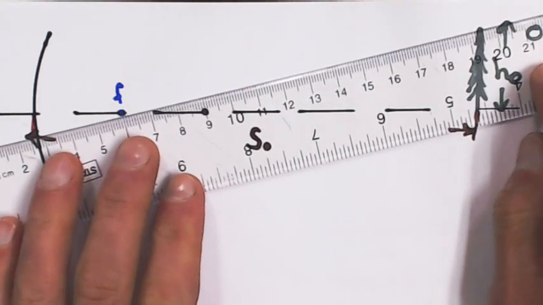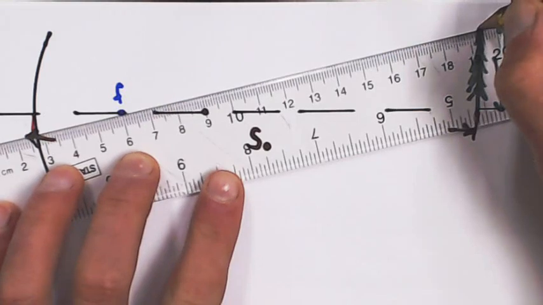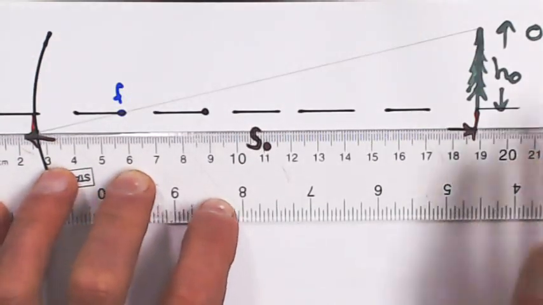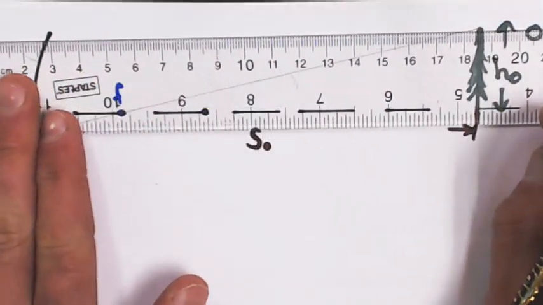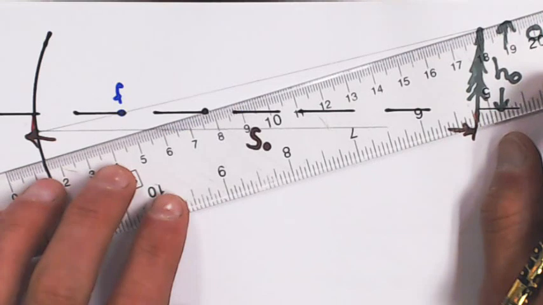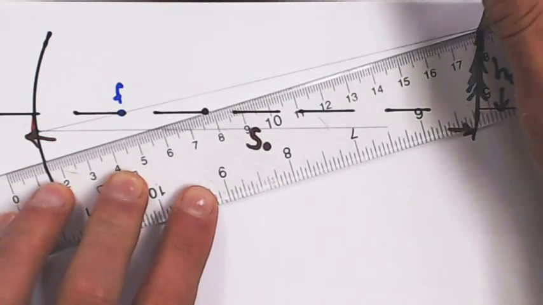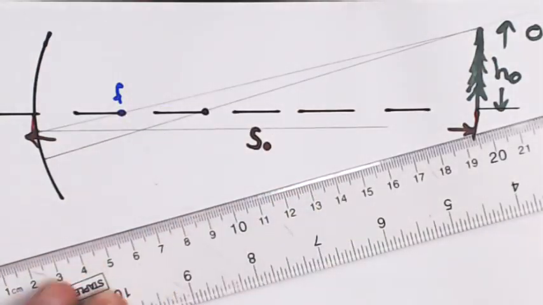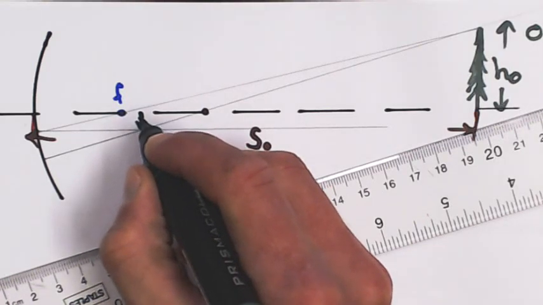Okay, so a ray through the focus comes out parallel. Let's go through the center because that'll be a little easier. Through the center comes back out. So then here's where they cross. So this is where my little tree is, where my image shows up.